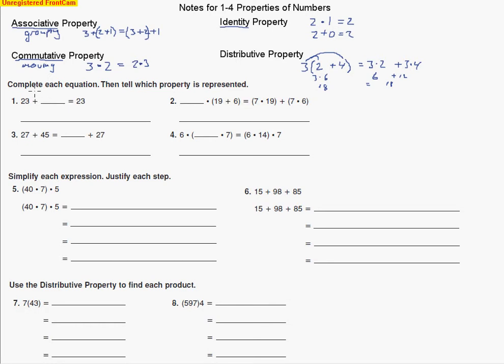What we're trying to do on this first set of directions is complete each equation, come up with the same answer as I have over here. So 23 plus what equals 23, and what property would that be? Well, 23 plus 0 equals 23. And what property allows us to add 0 to a number and not change the value? It's the identity property. So we'll say the identity property of addition.